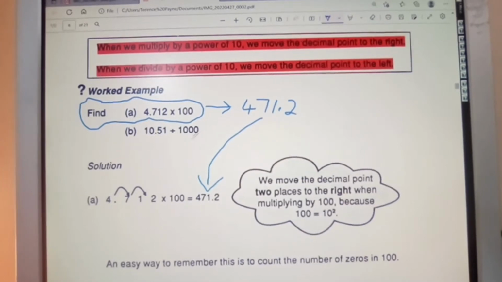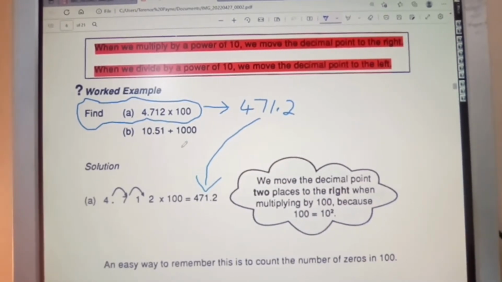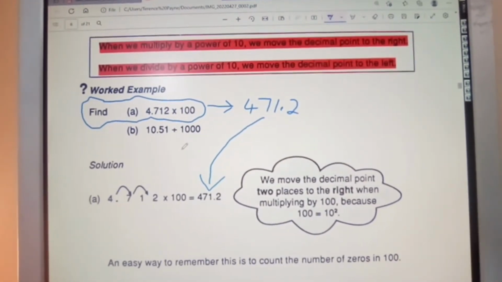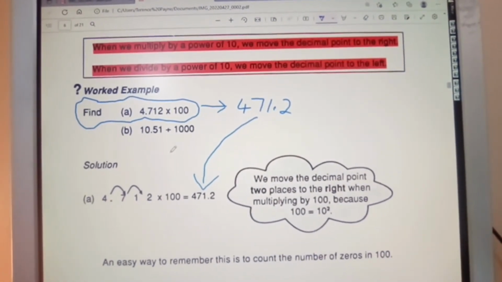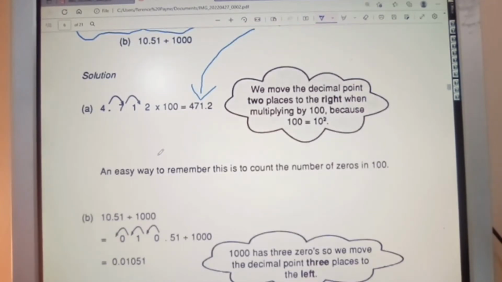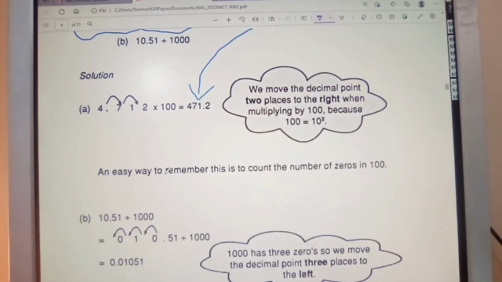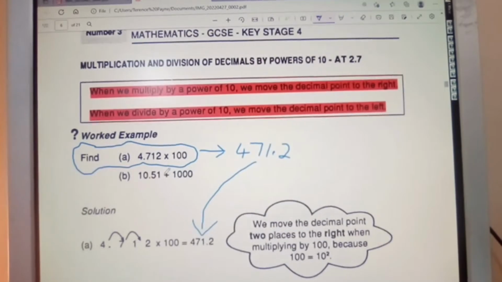Right, now let's look at 10.51 divided by 1,000. Now I'm going to do this in a different manner. They've moved it, but let's look at it in a different manner. We're going to do this one here.